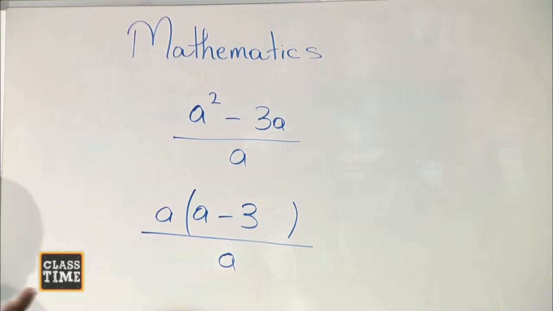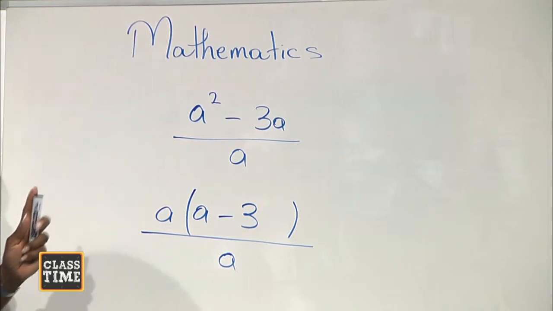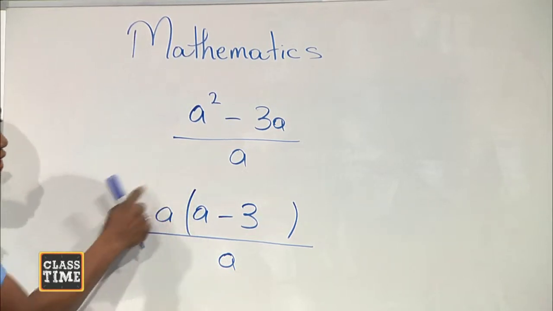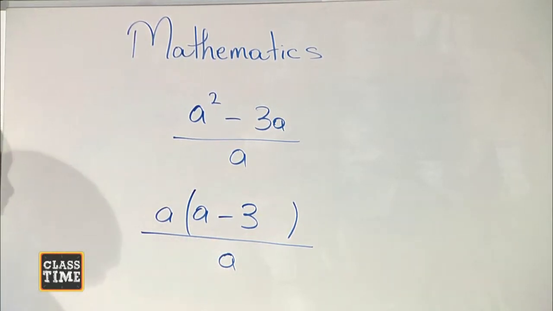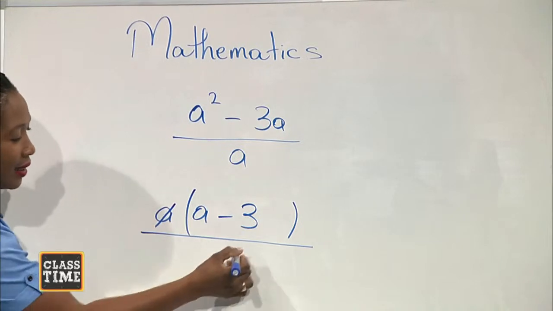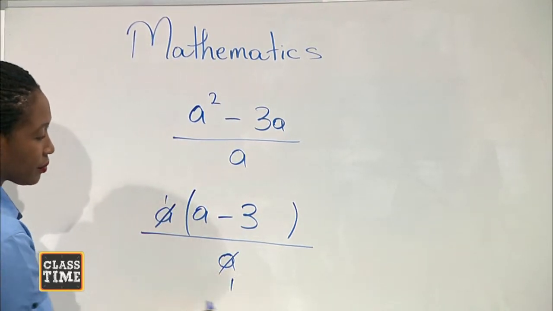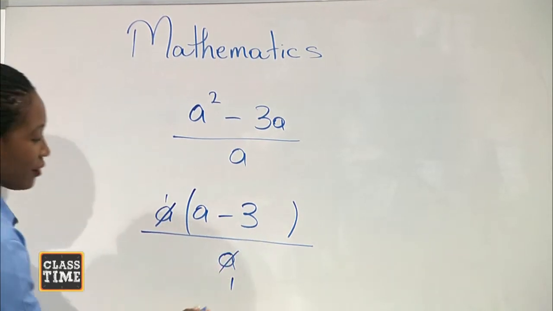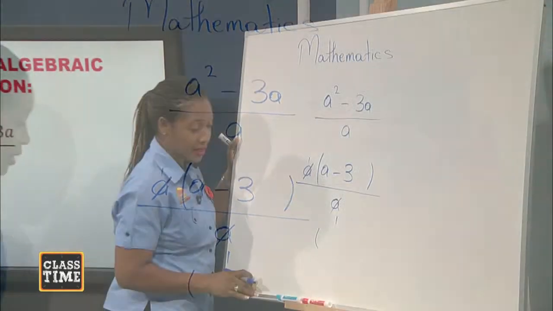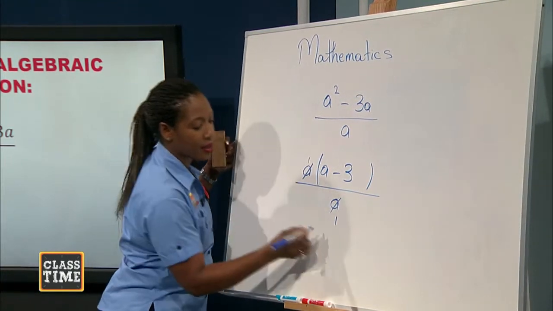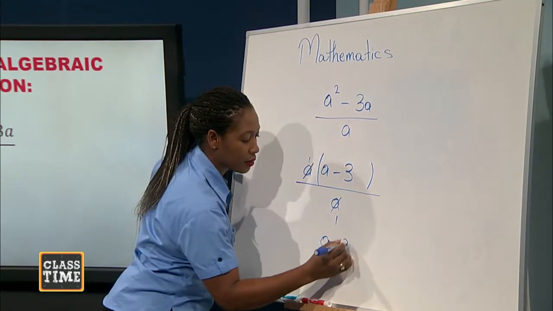Can I still simplify, Camille? Yes, we have something common in the numerator and in the denominator. So yes, I can factor out an a again. If I factor out an a here, what do I have left? I don't even need that bracket anymore. So all I have left is a subtract 3.